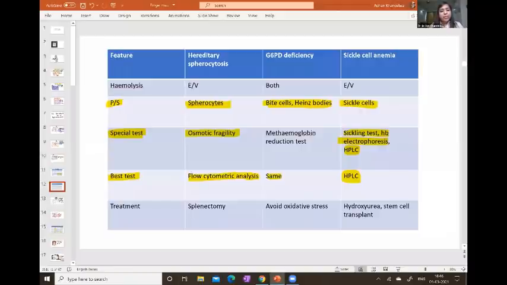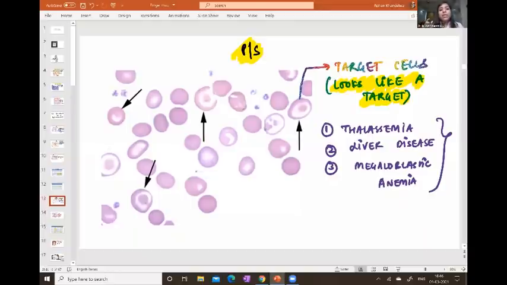Next, in this peripheral smear, can you see these cells which are there? These are actually target cells. They look like targets. You all have played that game of darts in your childhood. So in that game, we have a target. Why is this cell called a target cell? Because the cell looks like that particular target, right? Now, these target cells, when we see them, they are seen in which conditions? They are seen in thalassemia. So the first differential diagnosis which a pathologist makes is thalassemia. The second is liver disease, and the third is megaloblastic anemia, correct?